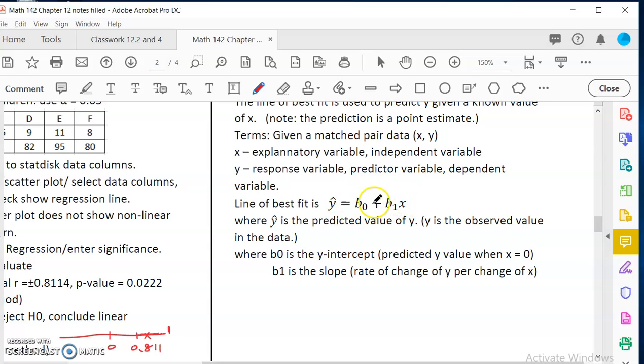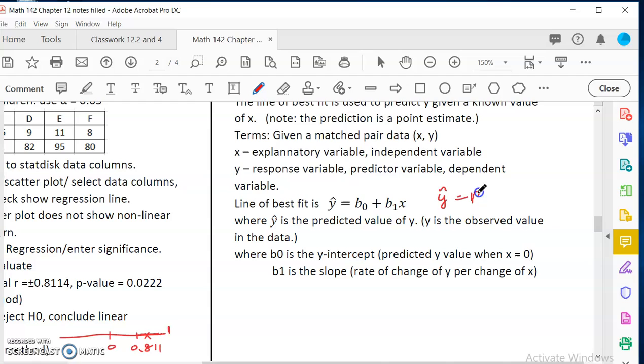And in statistics, the line of best fit is not y equals, it's y hat, y with a cap, okay, with a cap like that. So it's called y hat equals b0 plus b1x. b0 is the y-intercept, b1 is the slope. The slope is the number that gets multiplied to x because it changes when x changes. So it is the rate of change of y per change of x.